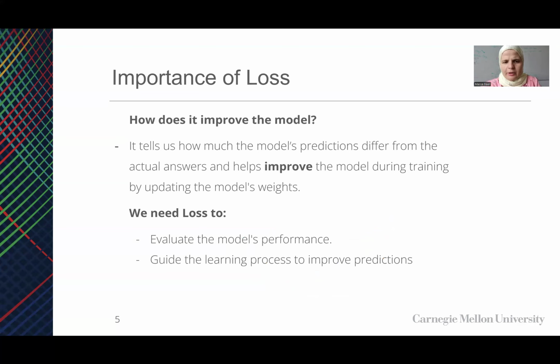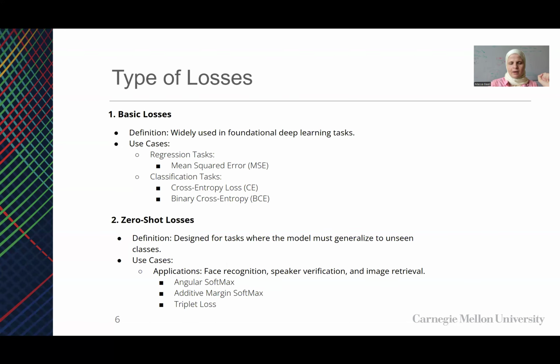Why is it very important? First of all, how does it improve the model? It tells us how much the model's predictions differ from the actual answers, and this helps improve the model during training by updating the model's weights. Why do we need it? We need it because we need to evaluate the model's performance and we need to guide the learning process to improve the prediction.